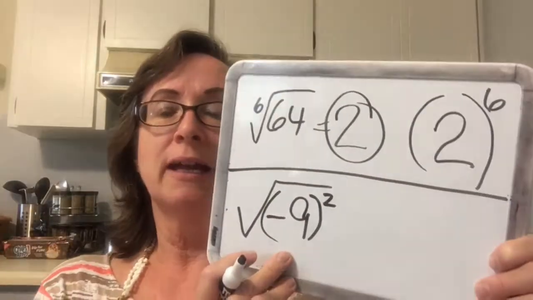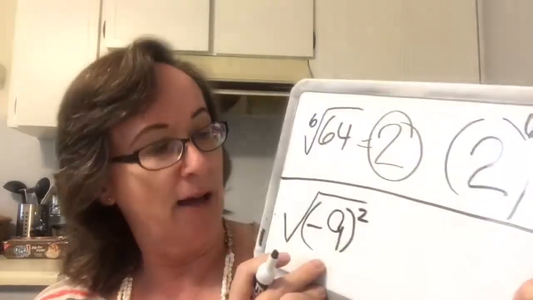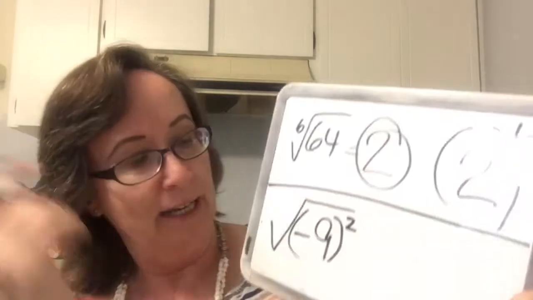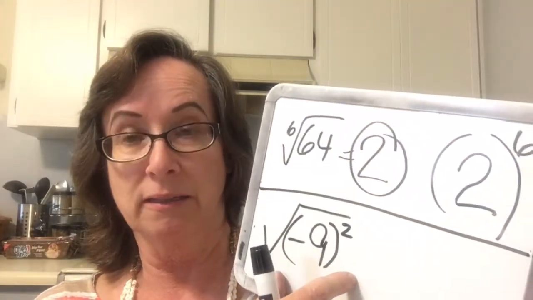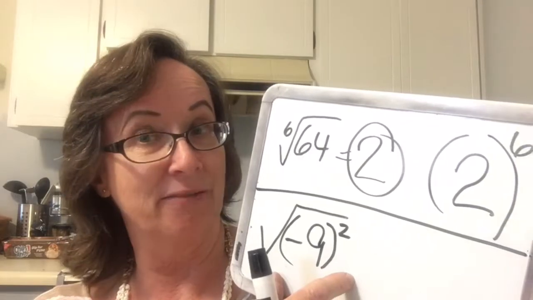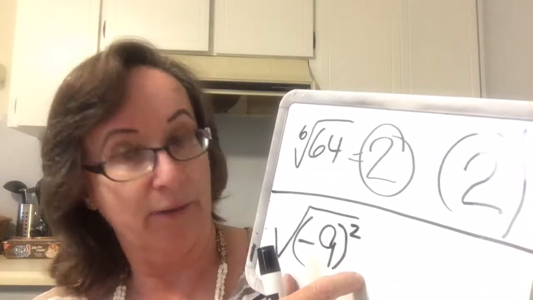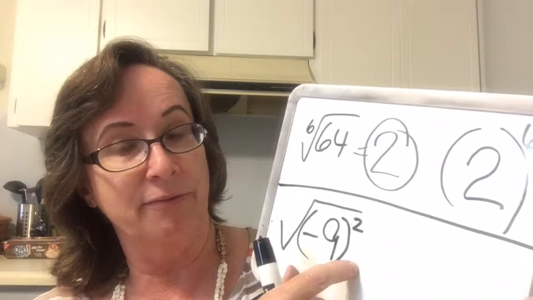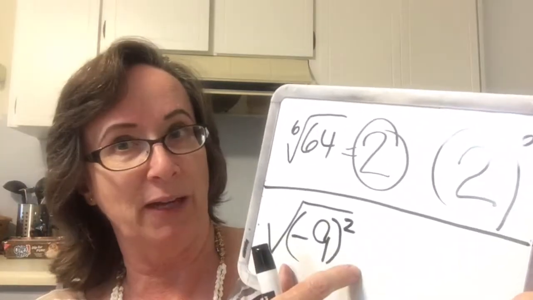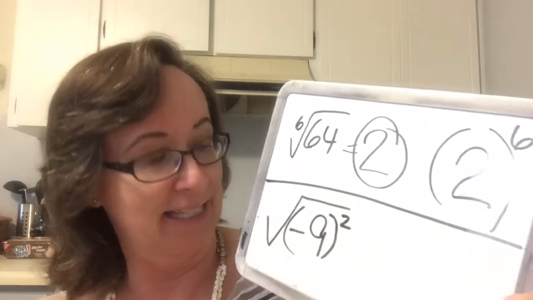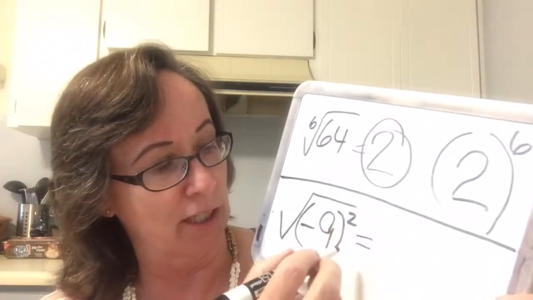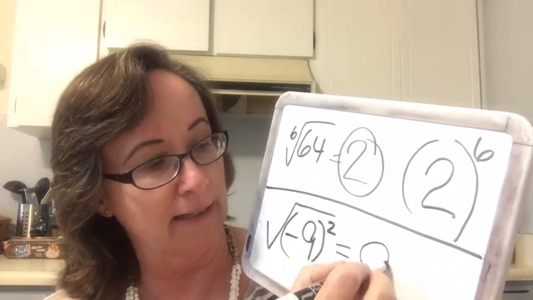Here we have a square root of a -9 squared. Now what's going to happen to the -9 when I square it? It's going to become a +9, okay? And then, a positive 81. And when I take the square root of that, it does exist in the real number system, which is going to be a +9.